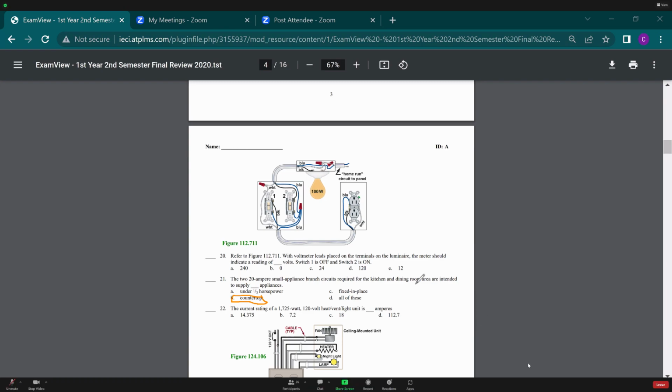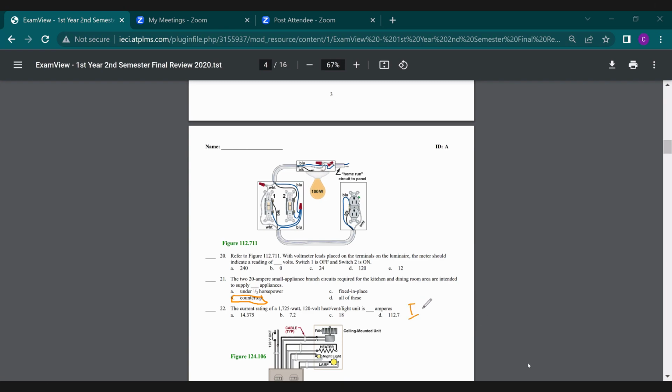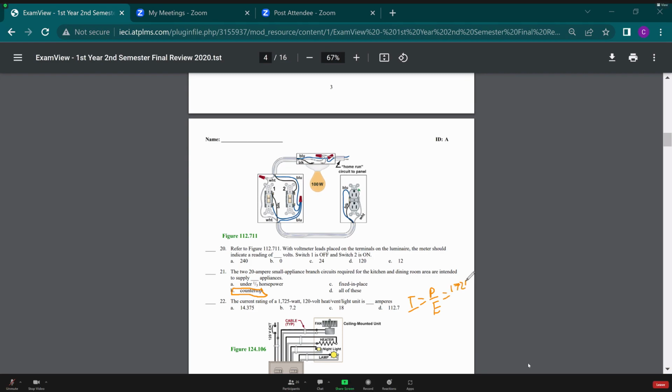Let me get my pen out here. I know that I equals P divided by E, 1725 divided by 120.